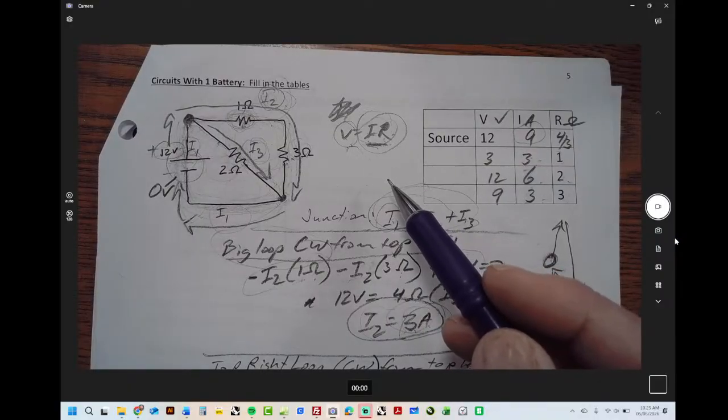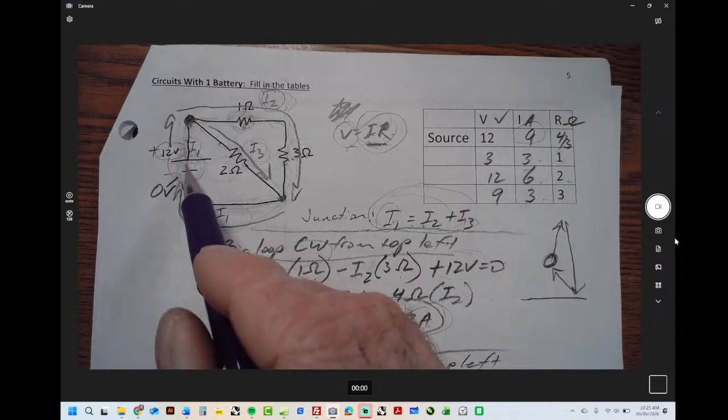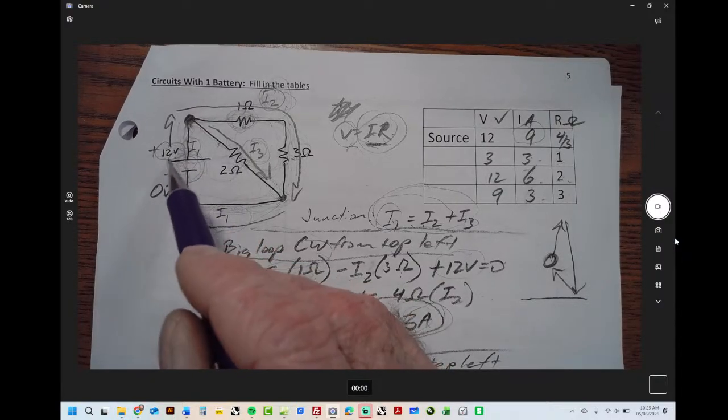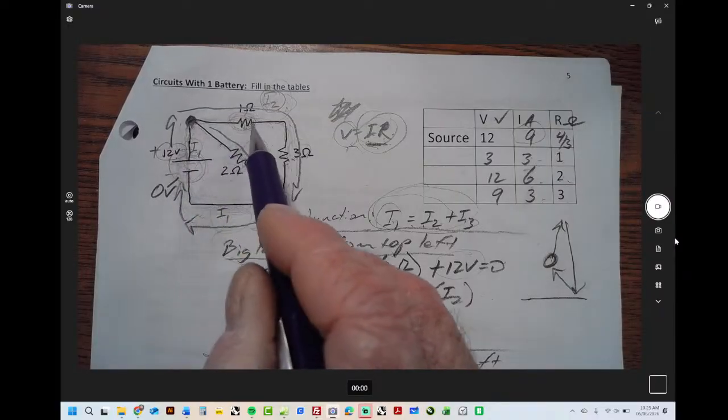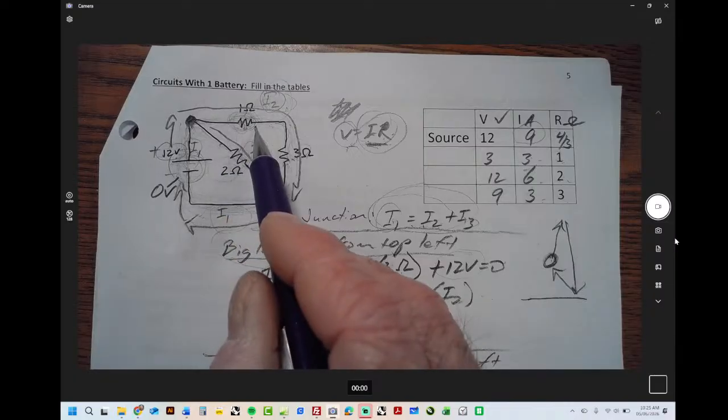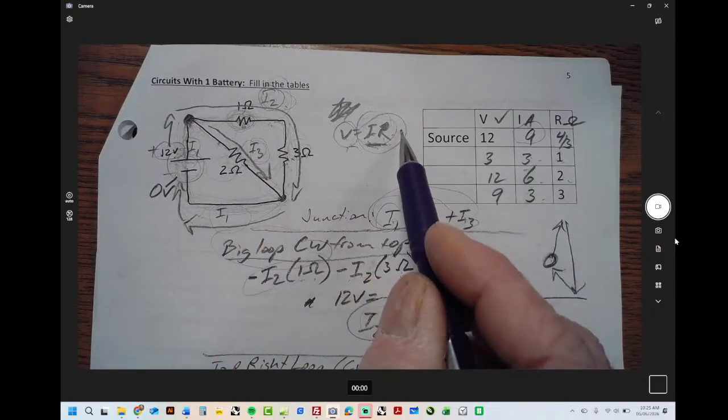So what was I saying? Oh yeah. So the battery loads things up with joules of energy. 12 volts means 12 joules for every charge. And these resistors, they use it up. So we're going to drop it. We're going to lose voltage. And the amount of voltage we use, we can calculate with Ohm's law.